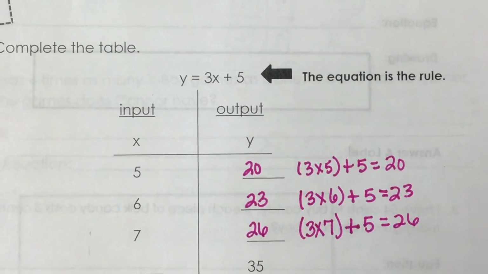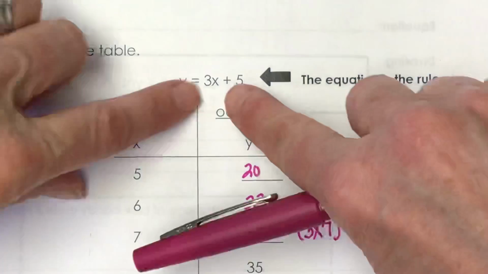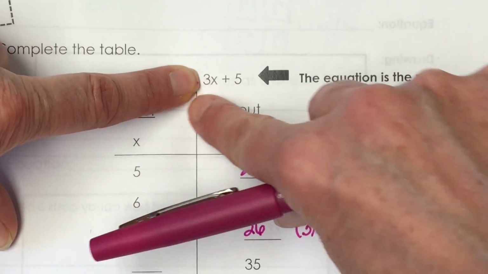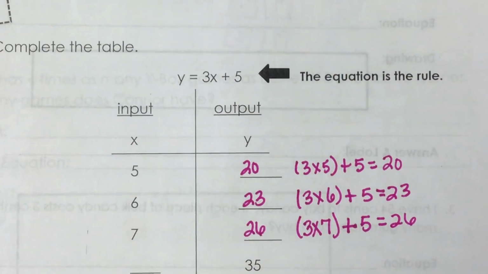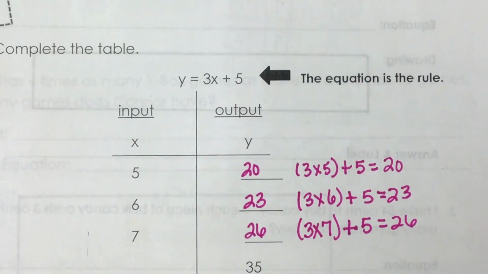So that's not too hard. You're just replacing that variable, and you have to remember that when your number and your variable are right up next to each other, that means multiply.